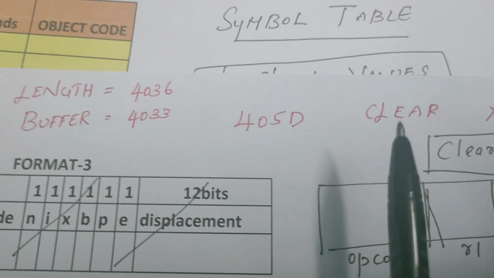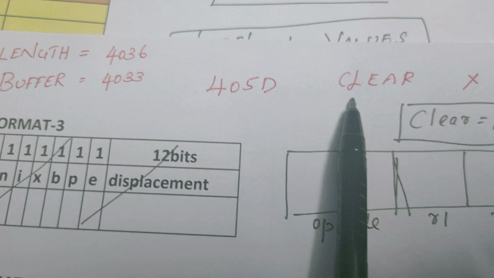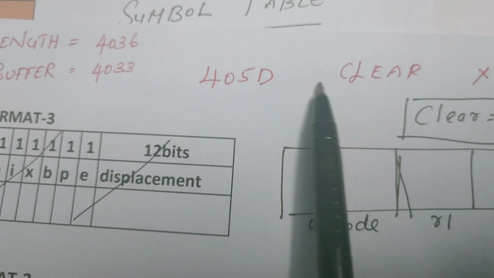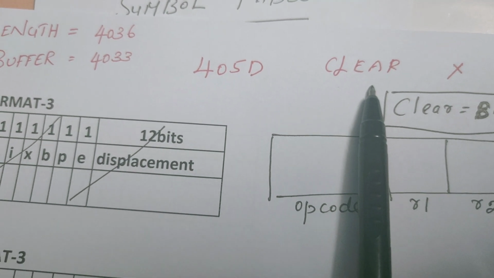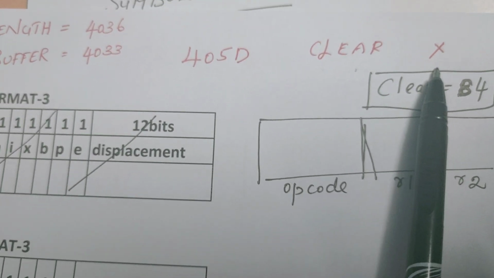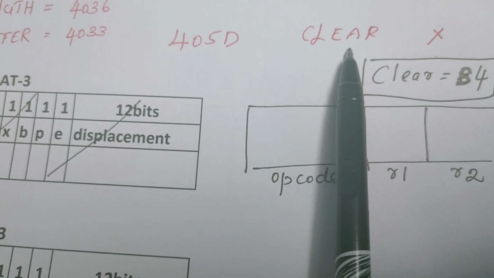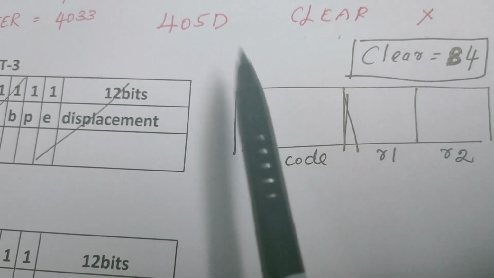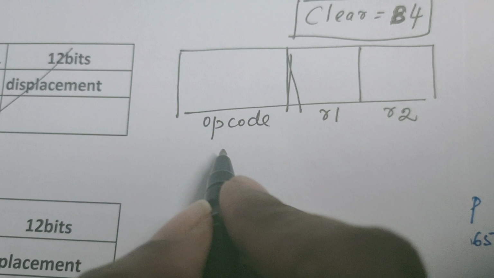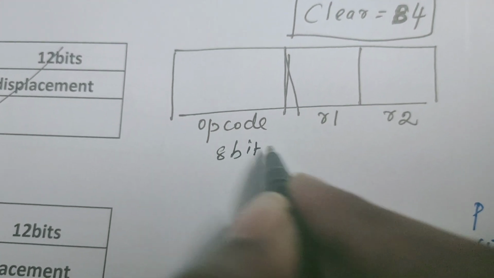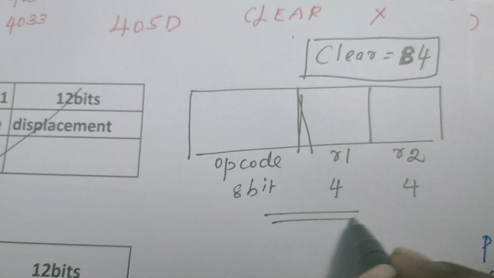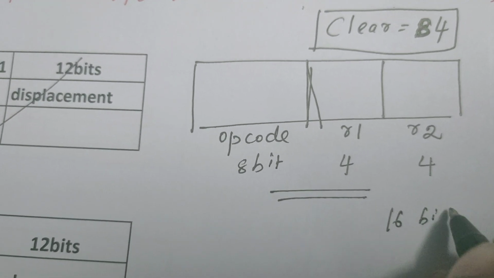So this is the instruction. CLEAR is the instruction. X is available as the operand. This is a format 2 instruction. If it is a format 3 instruction and X is one of the operands, then we can think of indexed addressing mode. But CLEAR is a format 2 instruction. A format 2 instruction has this structure: an 8-bit opcode, 4 bits for register 1, and 4 bits for register 2. Totally it is 16 bits in length.